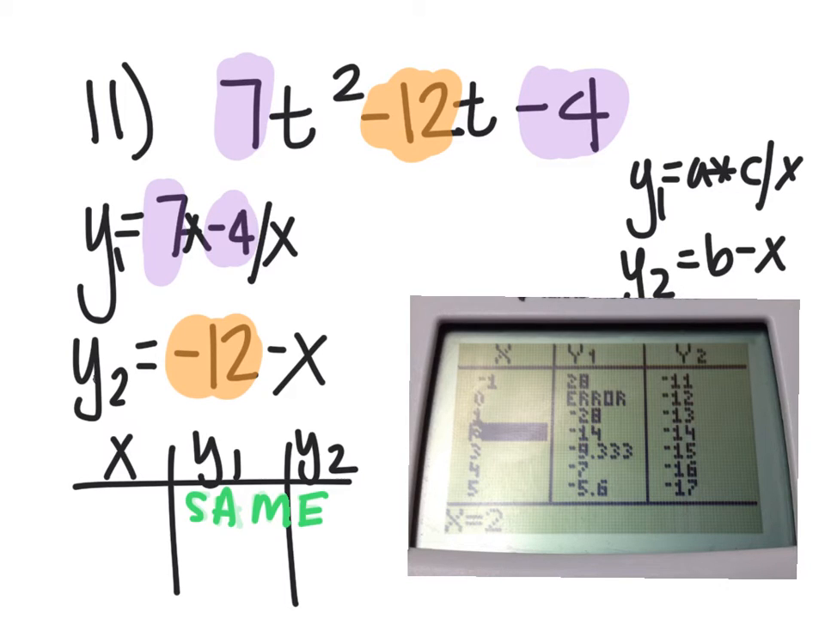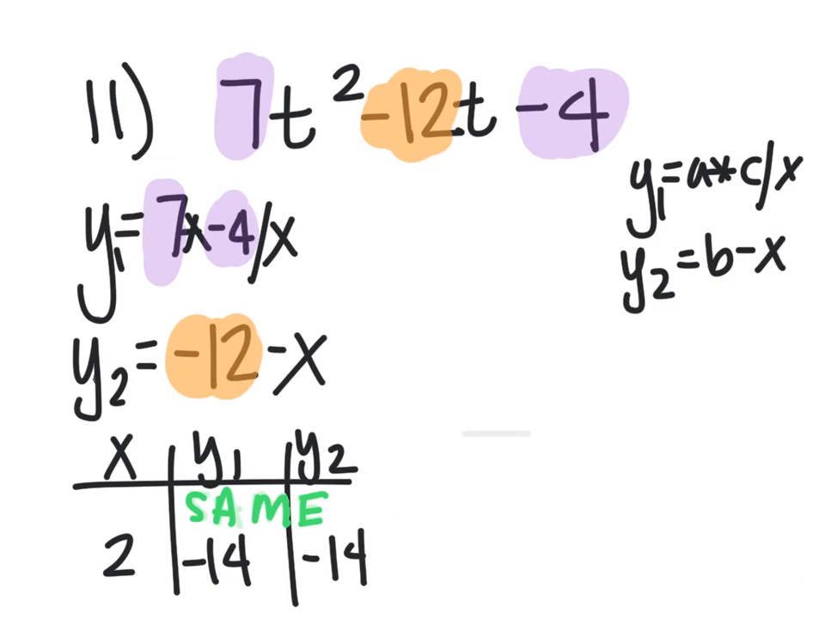Well, if you'll notice, you actually see that right here at this line. This line right here is where they're the same, and those numbers are positive 2, negative 14, and negative 14. So I'm going to use this positive 2 and this negative 14 to rewrite my problem.